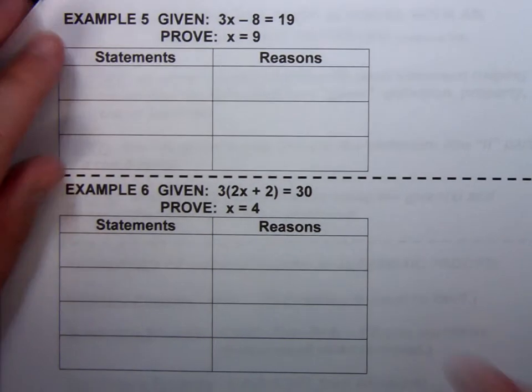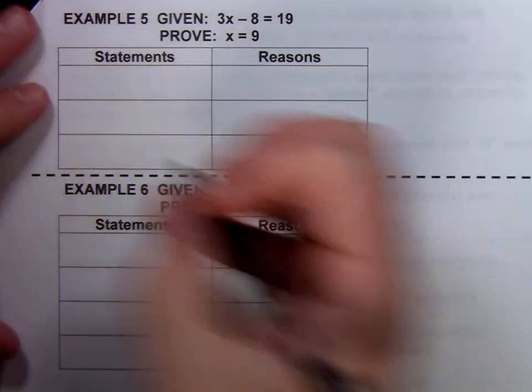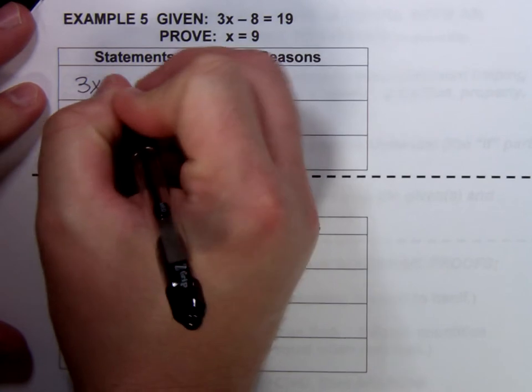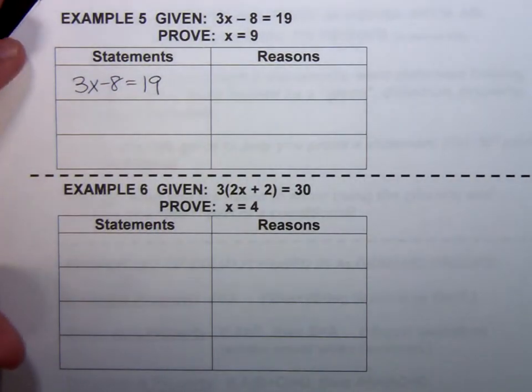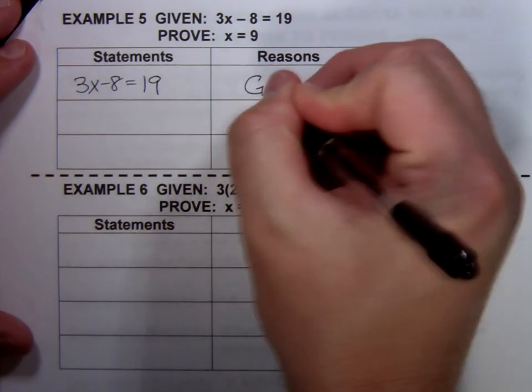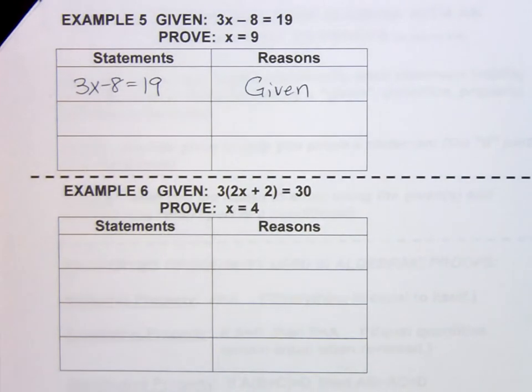Alright, let's look at example 5. Given that 3x minus 8 is equal to 19, prove that x is equal to 9. Alright, we start with the given. And notice your prove is x is equal to a number, so they have solved the equation. So let's forget for just a moment that we're doing a proof, and let's just think, how would I solve this equation? Well, I want that x all by itself.